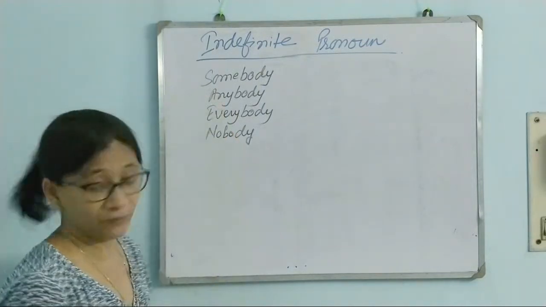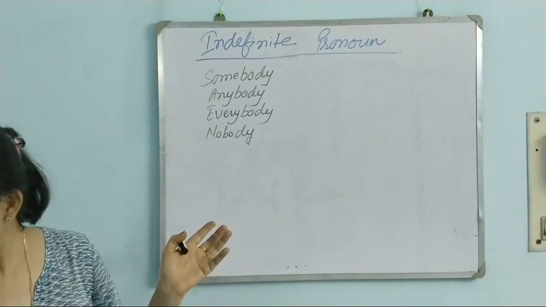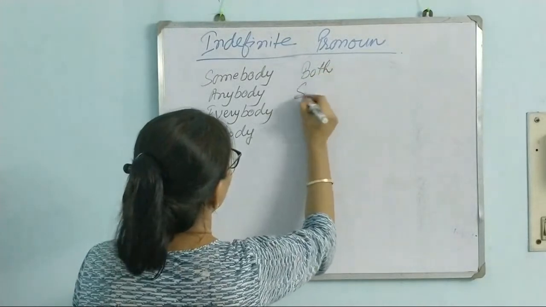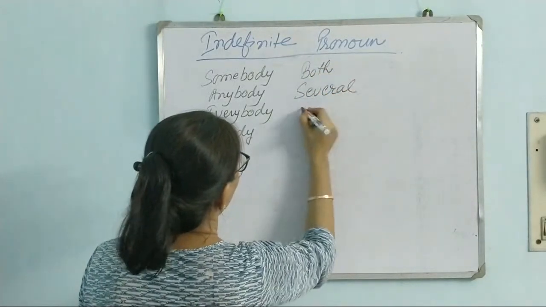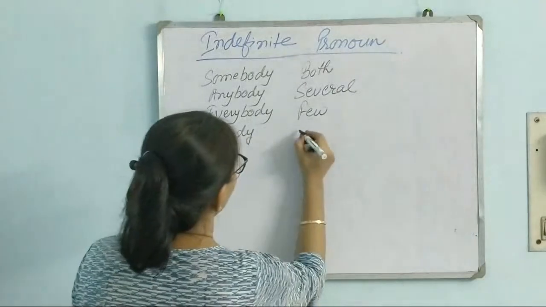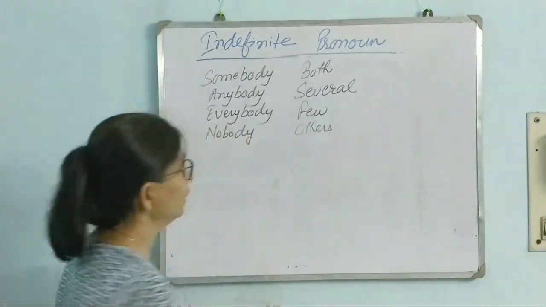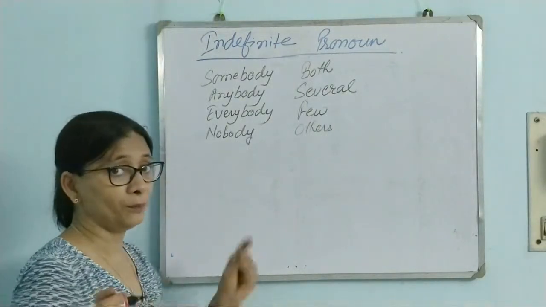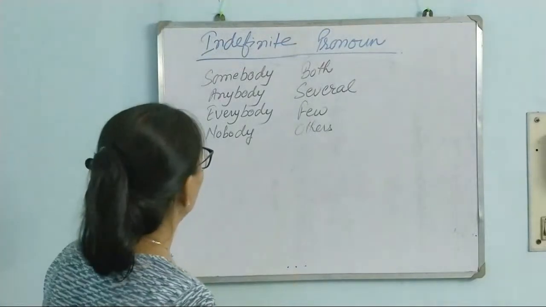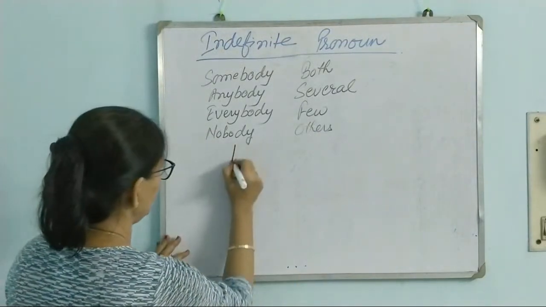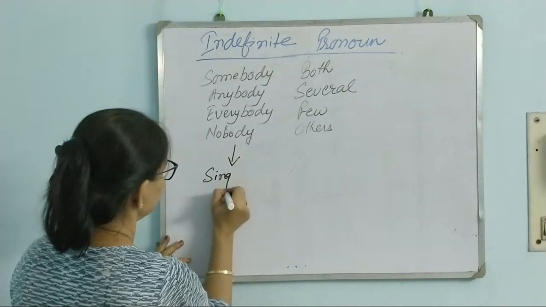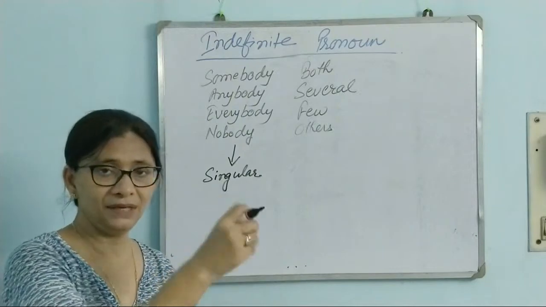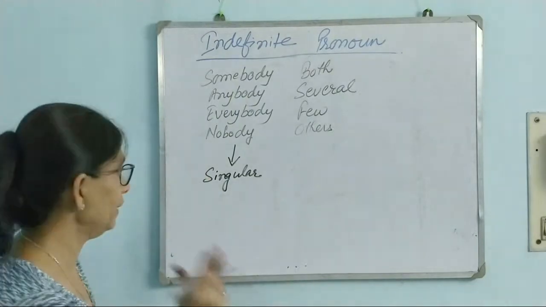So these are indefinite pronouns, and there are some more: both, several, few, others. Words like these are called indefinite because they do not pinpoint any particular person. Now, there is one catch here. These words, somebody, anybody, are always used as singular, because they mean one person, anybody in the group, but one.